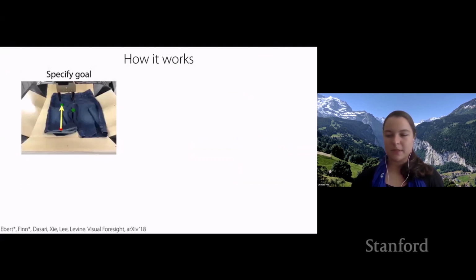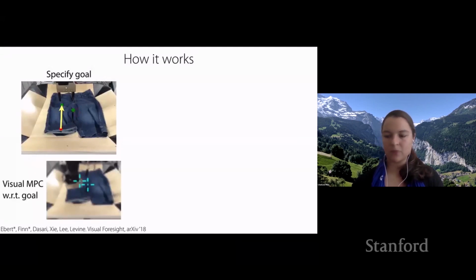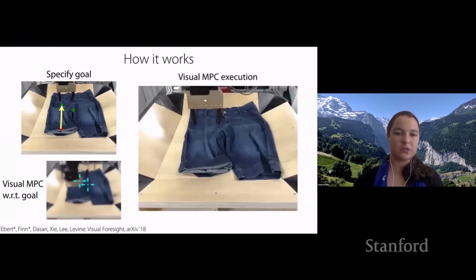So how it works is you might specify a goal. Like I mentioned before, there's a number of different ways to specify the goal. In some of our recent work, one way that we specified the goal is specifying where we want pixels to move in the image. For example, specifying that we want this red pixel to move up to where this green pixel is, and that we don't want this pixel here to move. Then we can run visual MPC with regard to this goal. So we get a prediction like this that we think will accomplish the goal, and then we can execute those actions on the robot.